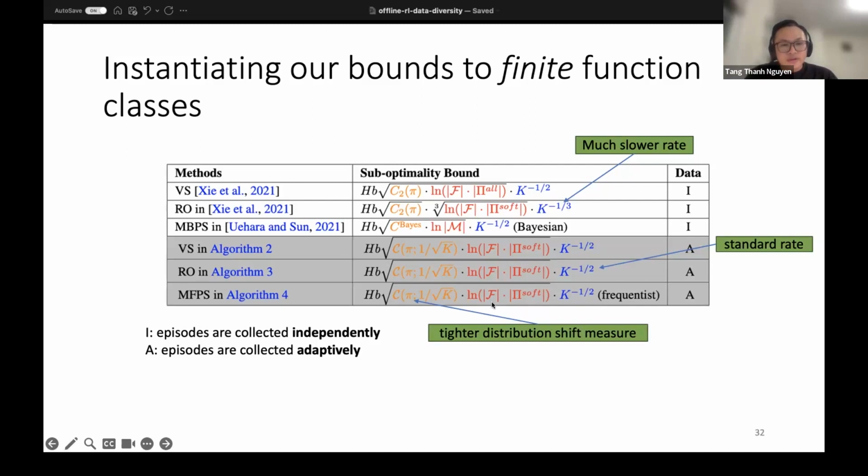The third remark is on how we measure distribution shift. The data diversity notion here is tighter than the data coverage notion in the prior work. A side note is that our result holds in the general setting of data collection. You can see the assumption in the prior work, where I means the episodes are collected independently. In our work, we make the general assumption that the episodes can be collected adaptively, meaning the behavior policy can adapt to its past data.